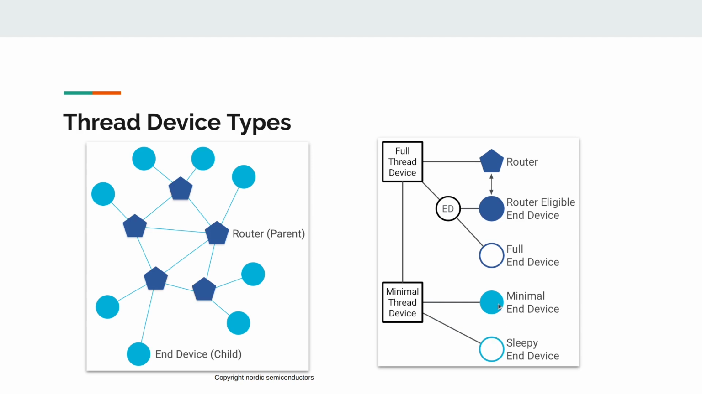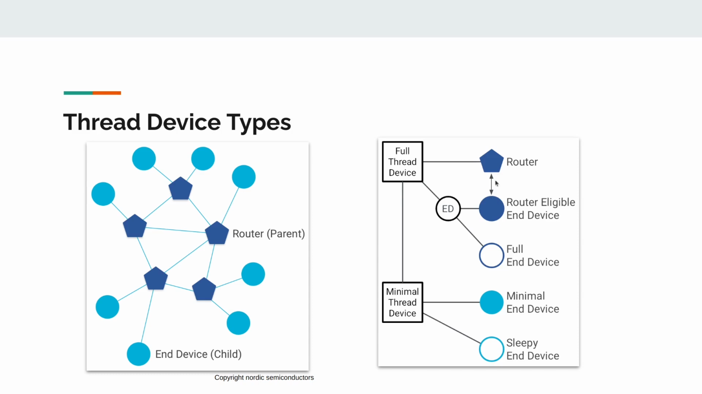A minimal thread device has two. So one minimal thread device is basically always on, but still it has limited networking capabilities and is not able to route. That means it uses fewer resources, less power. Then a sleepy end device is basically waking up periodically, doing some communications, and then going back to sleep. It has the lowest power consumption.